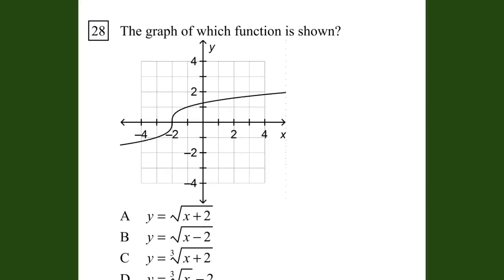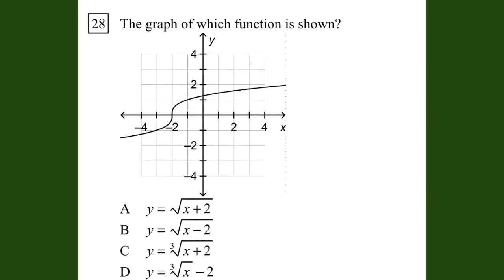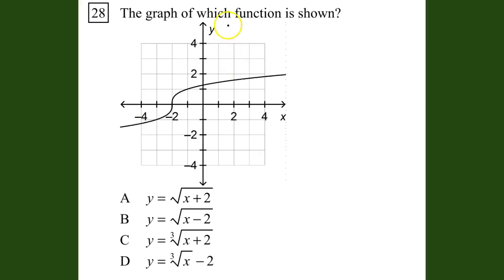And let's look at the graph here. So this is a graph of what? We have a choice between square roots and cube roots, and it's translated 2 to the left. Since it's translated 2 to the left, it's going to be an x plus 2, regardless of cube root or square root. So it's not B, not D, right? I'm using this point as my source here. So the question is, is it square root or cube root?